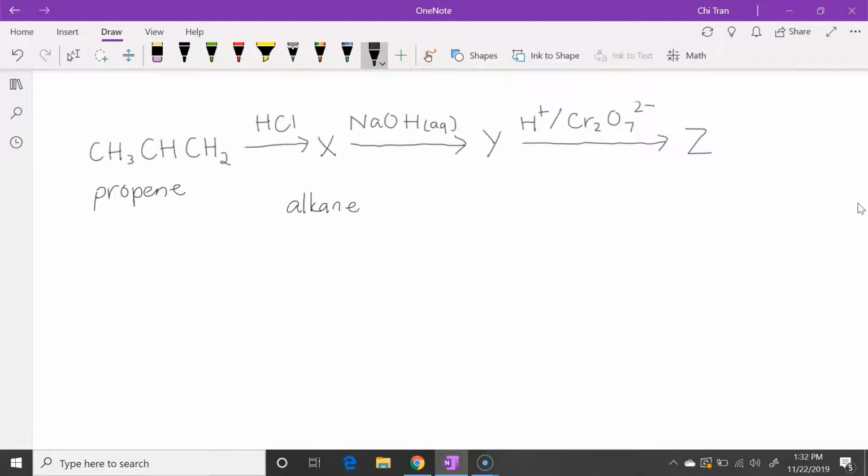So we know that X will be an alkane of some sort. And we also look at the other reactant, which is hydrochloric acid. So there's a presence of chlorine, so X would be a halogenoalkane. And now we're going to draw out the molecule to visualize this step.